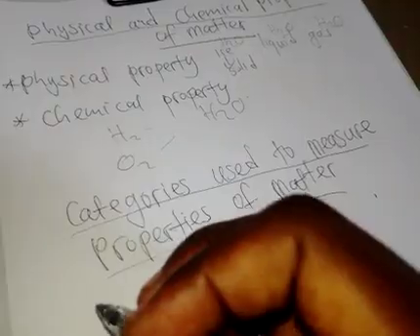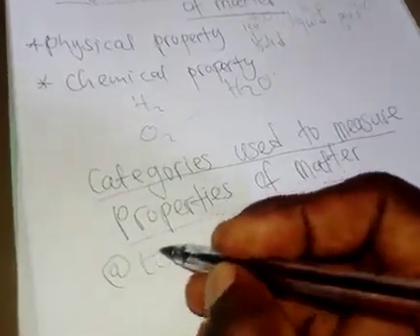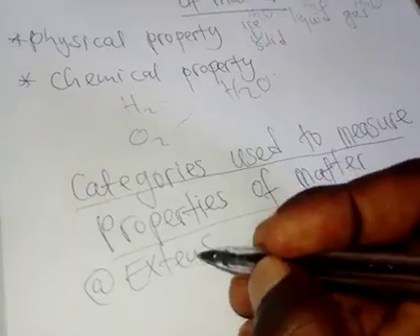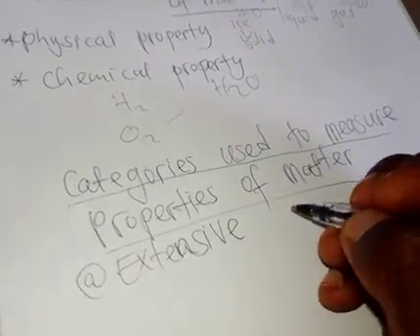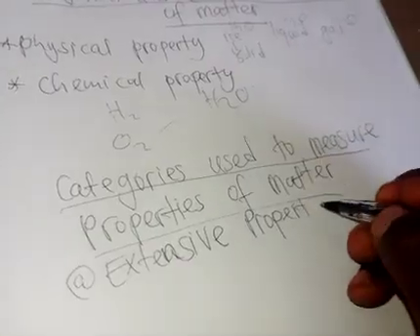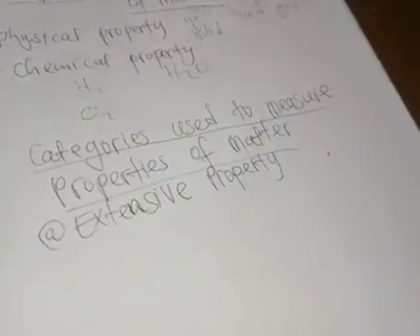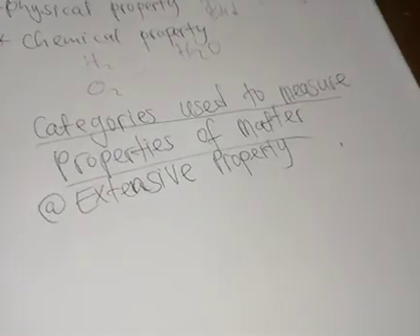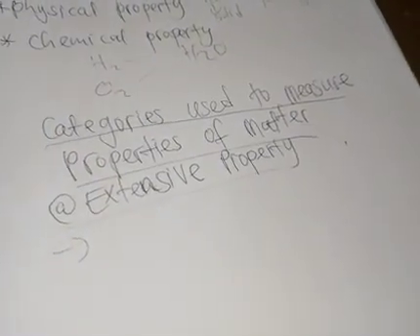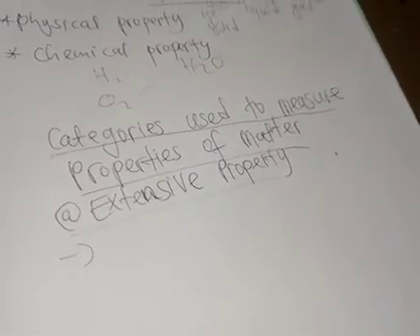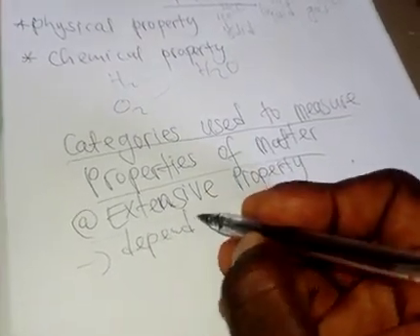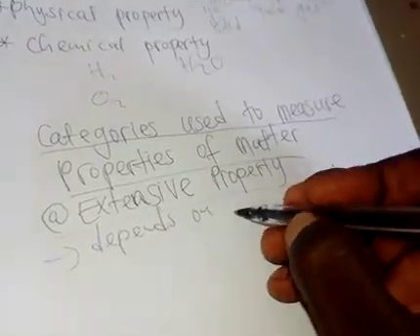The first one is an extensive property. So what is an extensive property? An extensive property depends on the amount of matter present. This is simply a property which depends on the amount of matter present.